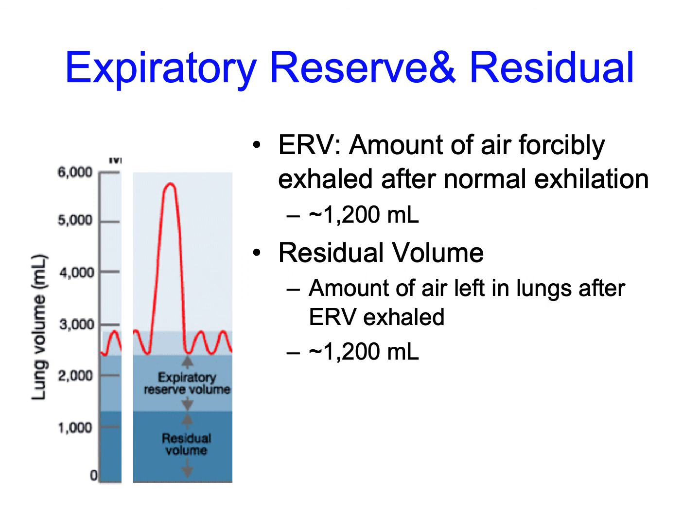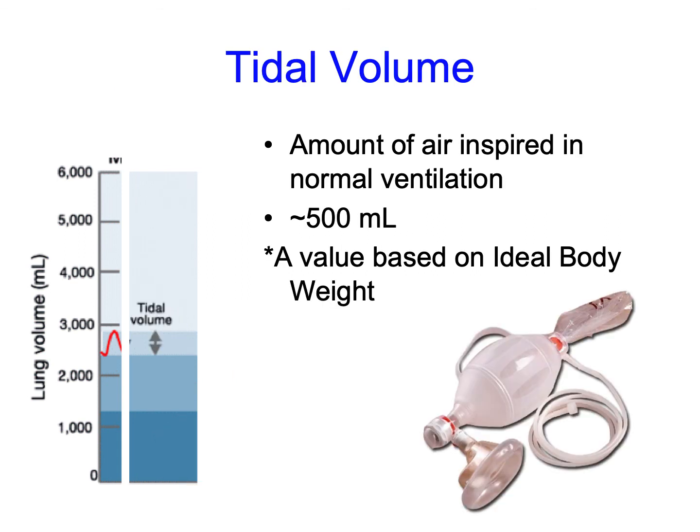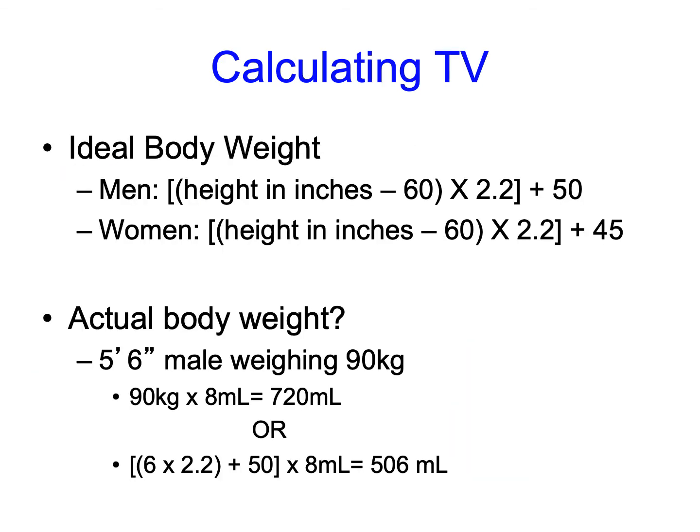So again, tidal volume is the amount of air inspired during a normal ventilation. That's right around 500 cc's. However, we get tidal volume based on ideal body weight. We don't spend too much time on ideal body weight in the class, but I want to present this now so that when you guys do have the lecture for the ventilators, you will be able to make some sense of this.